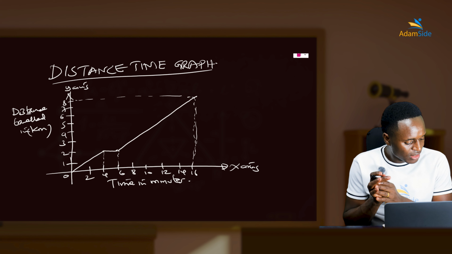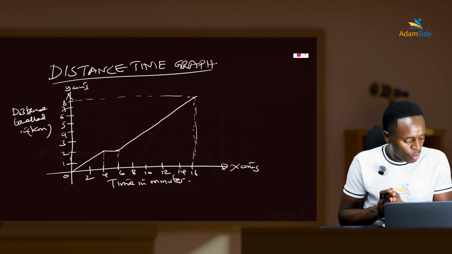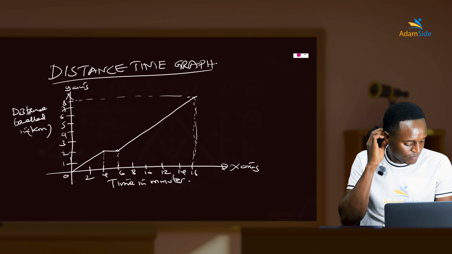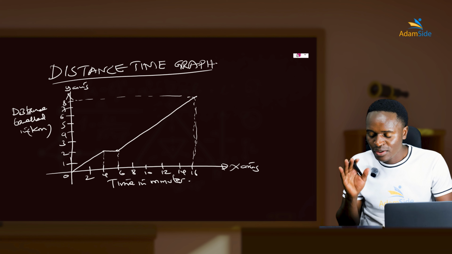So you can see there was a 2 minutes wait, and then there was some more movement as soon as the car rested. So that's how we need to analyze. In analyzing this, what are we supposed to do?